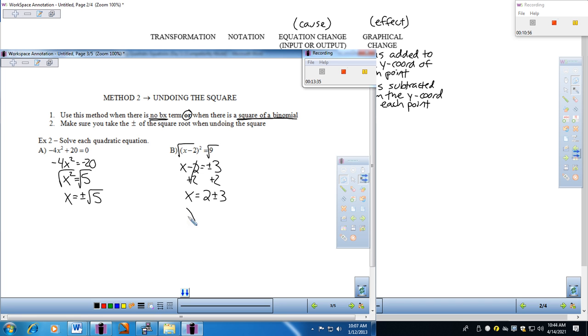And so anyway, long story short, 2 plus 3 is definitely 5. 2 minus 3 is negative 1. And so those would be your 2 answers when all said and done, because I can combine those together.